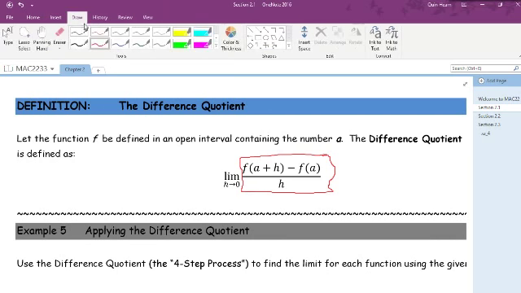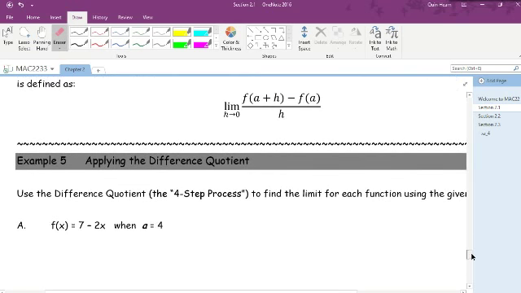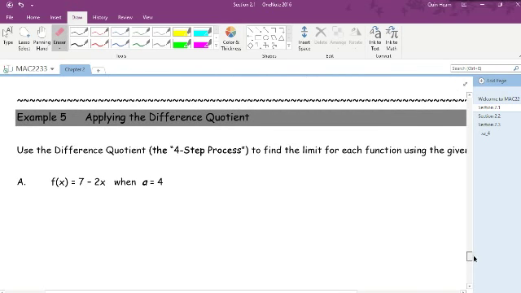But anyway, what we're going to be doing with this formula is taking the limit of it as h goes to 0. So we are going to need to practice plugging into the difference quotient and evaluating the limit. So we're going to use the difference quotient and a four-step process to find the limit for each function using the given value for a.